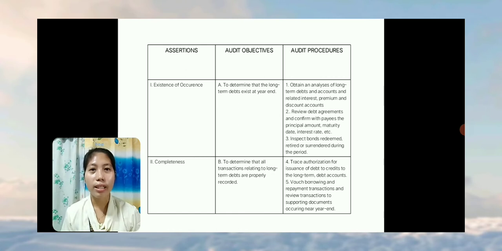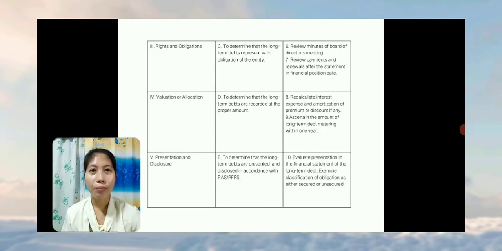Second assertion is completeness, to determine that all transactions relating to long-term debts are properly recorded. 4. Trace authorization for issuance of debt to credits to the long-term debt accounts. 5. Vouch borrowing and repayment transactions to supporting documents and review transactions occurring near year-end. 3. Rights and obligations, to determine that the long-term debts represent valid obligations of the entity. Review minutes of Board of Directors meeting. Review payments and renewals after the statement of financial position date.